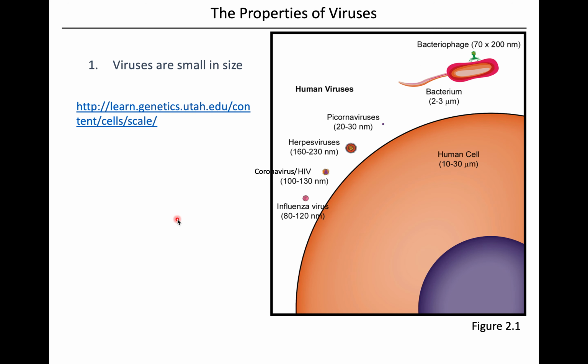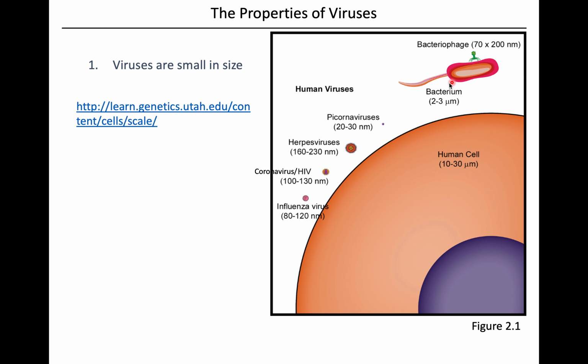Okay, so let's talk about some of these properties of viruses. Of course, viruses are small. We discussed that fact in Chapter 1. But what does that really mean? Well, just to give you a sense of scale, here you have a human cell. The average human cell would be somewhere between 10 and 30 micrometers in diameter. There would be 1,000 micrometers in 1 millimeter. You may be more familiar with the millimeter scale.